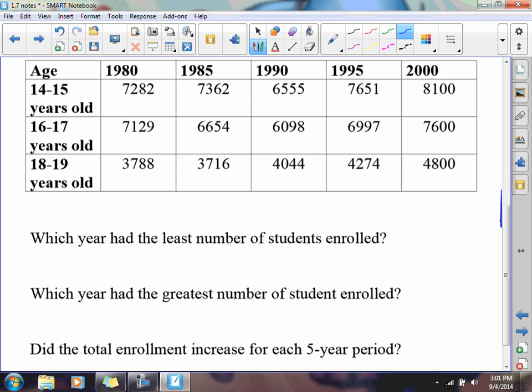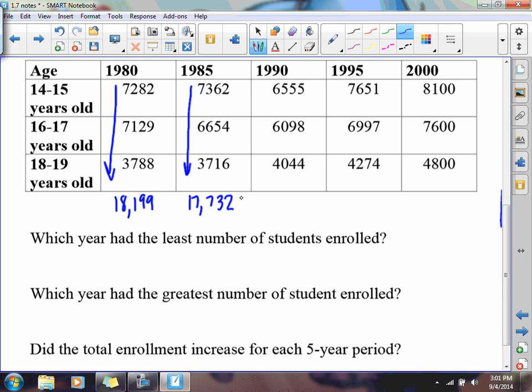Since these questions are asking about the totals for each of these 5-year periods, we're going to have to do a little work where we find out what those totals are. So we're going to add down these columns. We're going to add up all these numbers for each column. So in this first column here, I'm going to have a total of 18,199.